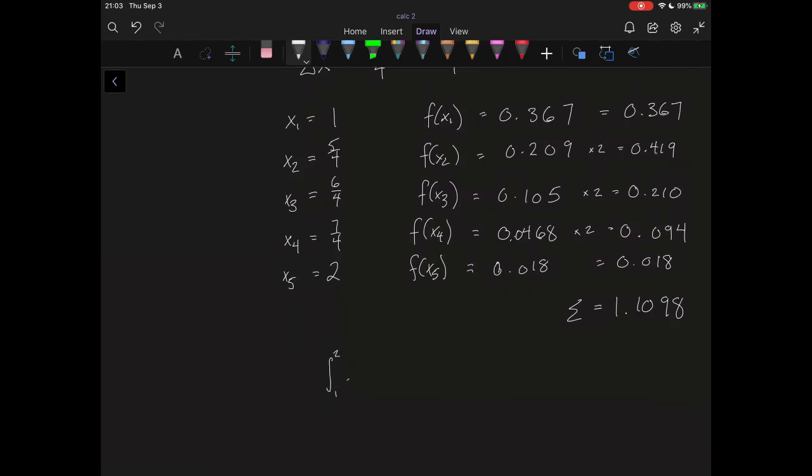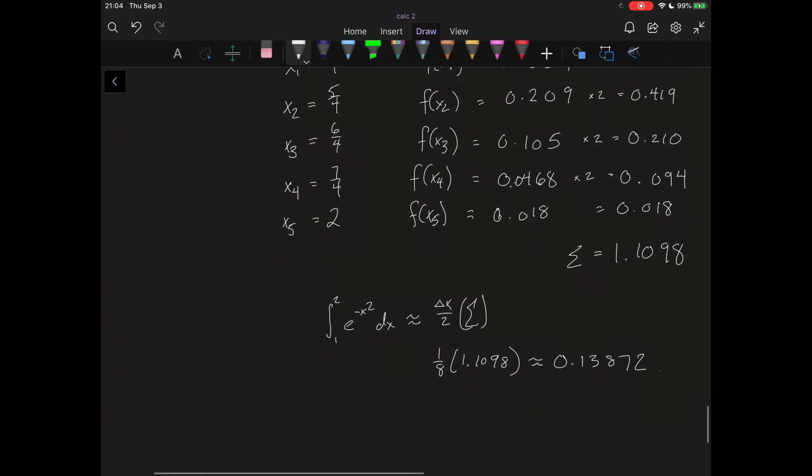So we have the integral of e to the negative x squared from 1 to 2 is approximately delta x over 2 times the sum that we have here. Delta x over 2 is 1/4 over 2, or just simply 1/8, times 1.1098. And this is 0.1387.